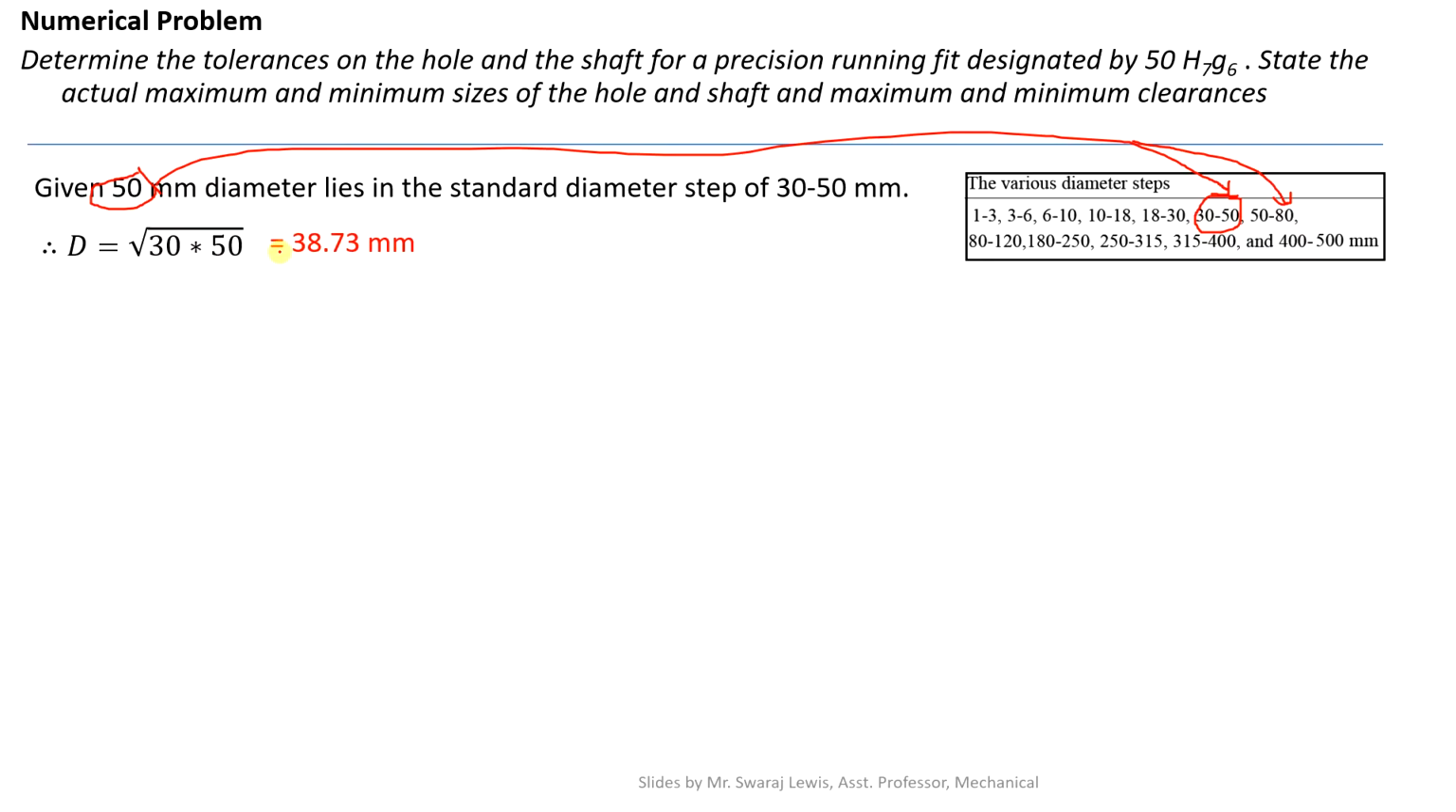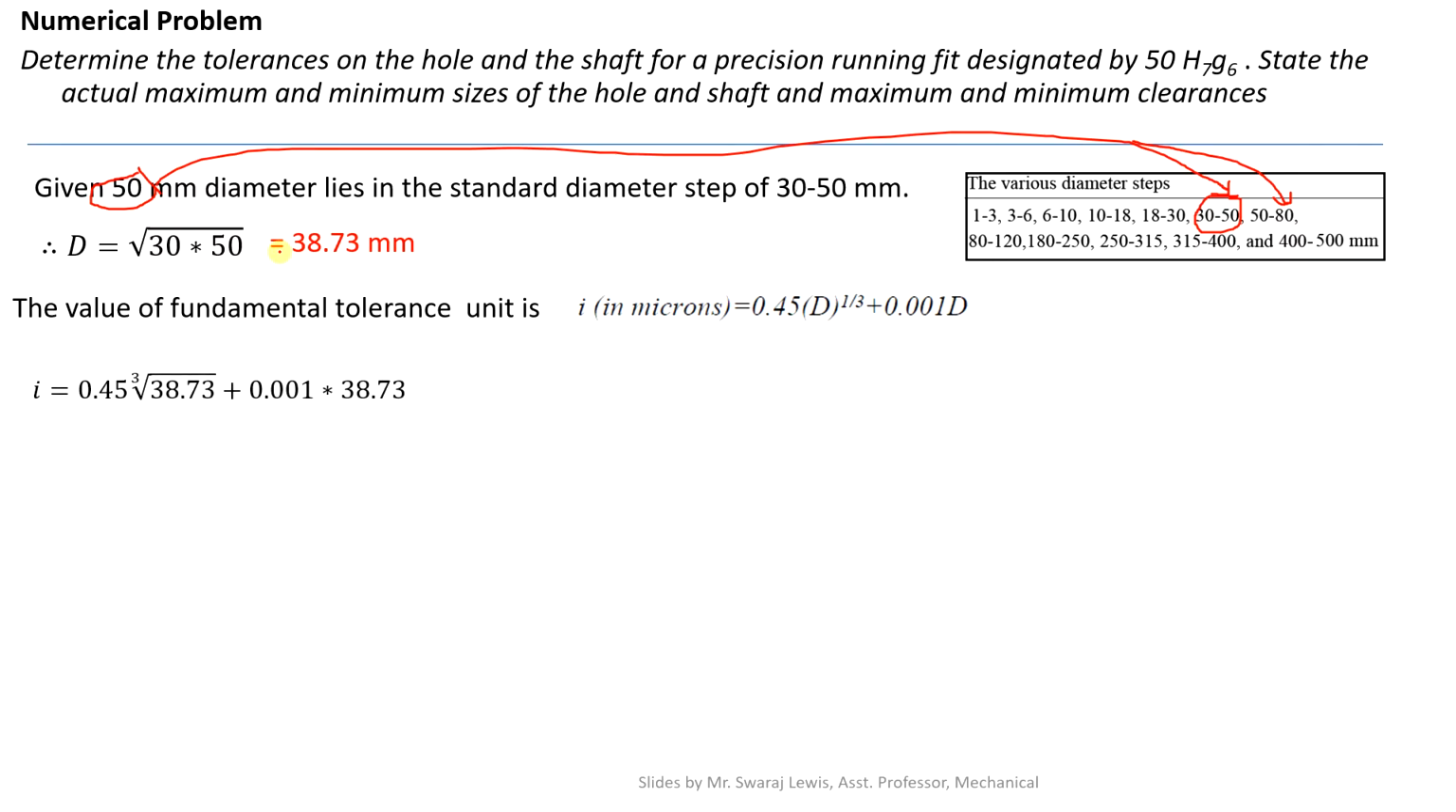So this d value is used for calculation of all the tolerances, whereas the 50 mm is used later. Going to the fundamental tolerance formula, i in micron equals 0.45 cube root of d plus 0.001 d. Substituting d equals 38.73 mm in the formula, we get i equals 1.5612 micron. Remember, it is in micron, so our answer will come in microns only.